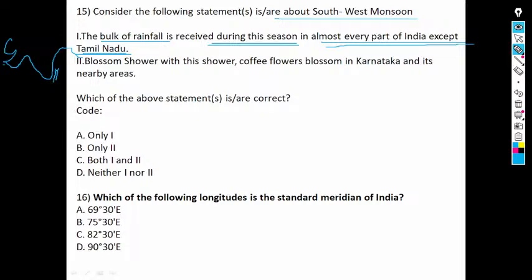That is absolutely correct. Blossom showers: with this shower, coffee flowers blossom in Karnataka and its nearby areas. That is also correct. So here we can say both are correct.